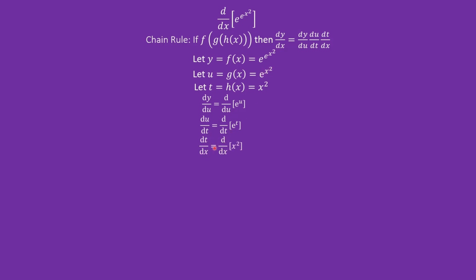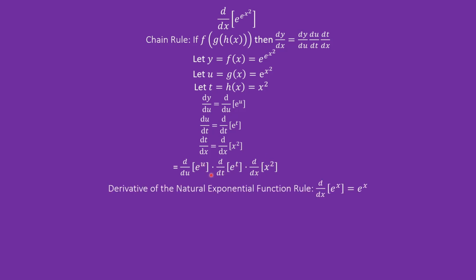Now we're going to do the exact same thing over here, but in this scenario, it's already in terms of x, so we take this t and put it over here as x squared, and we take the derivative of this. Now we're going to combine them. As shown over here, we combine the e to the power of u, the e to the t, and the x squared, and now we're going to take the derivative of it.